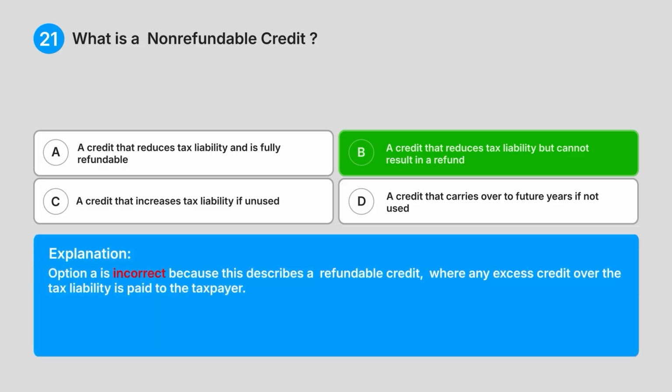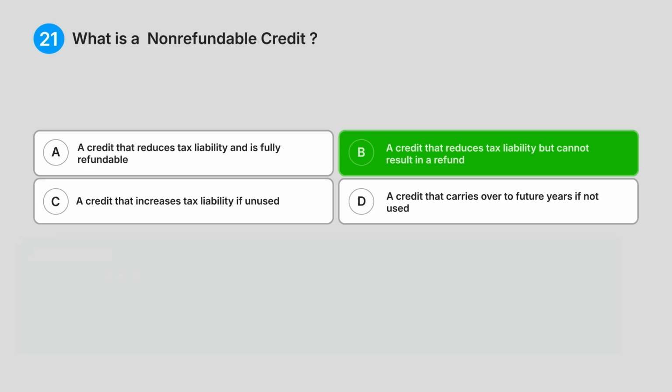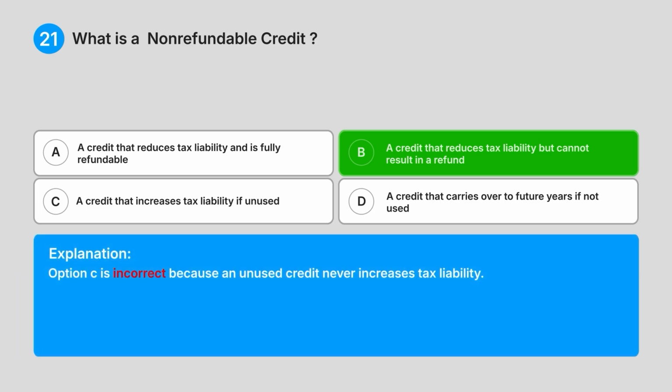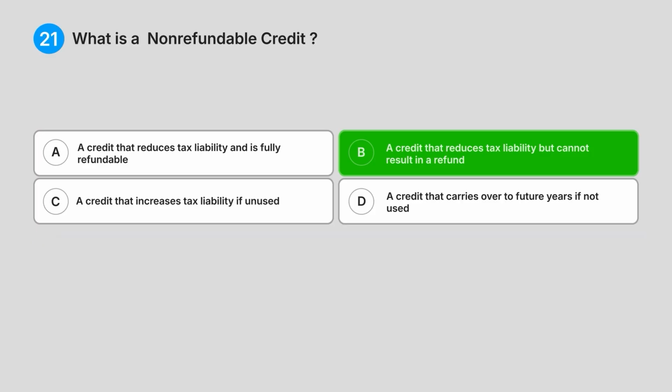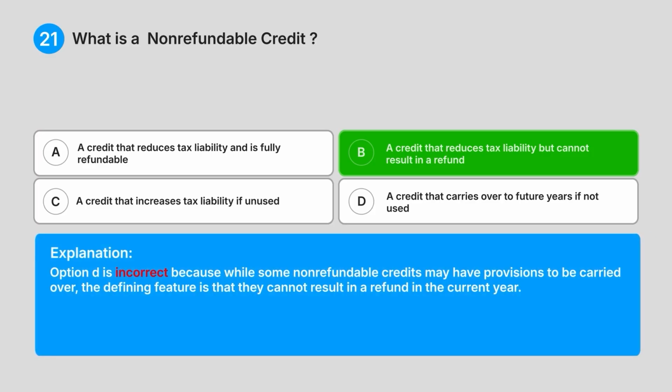Option A is incorrect because this describes a refundable credit, where any excess credit over the tax liability is paid to the taxpayer. Option C is incorrect because an unused credit never increases tax liability. Option D is incorrect because while some non-refundable credits may have provisions to be carried over, the defining feature is that they cannot result in a refund in the current year.